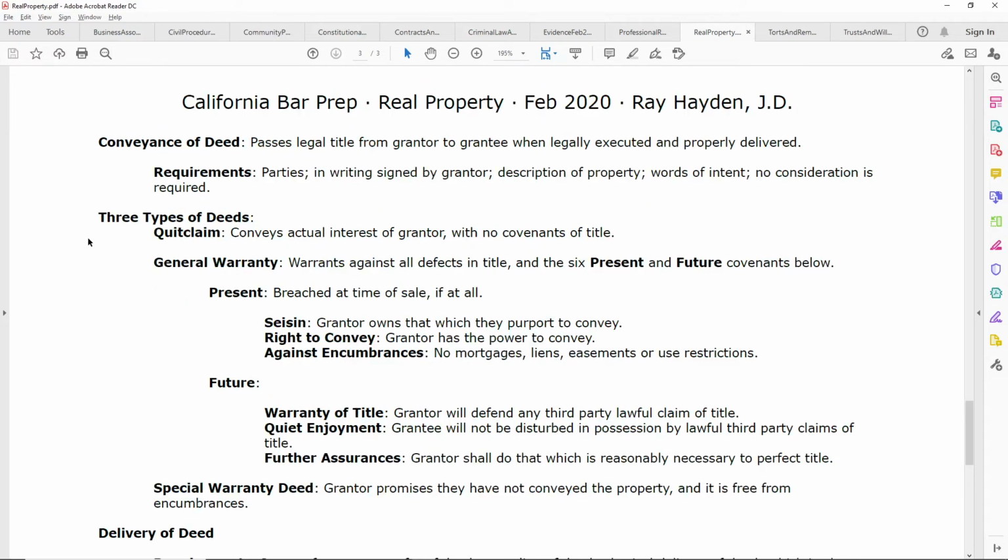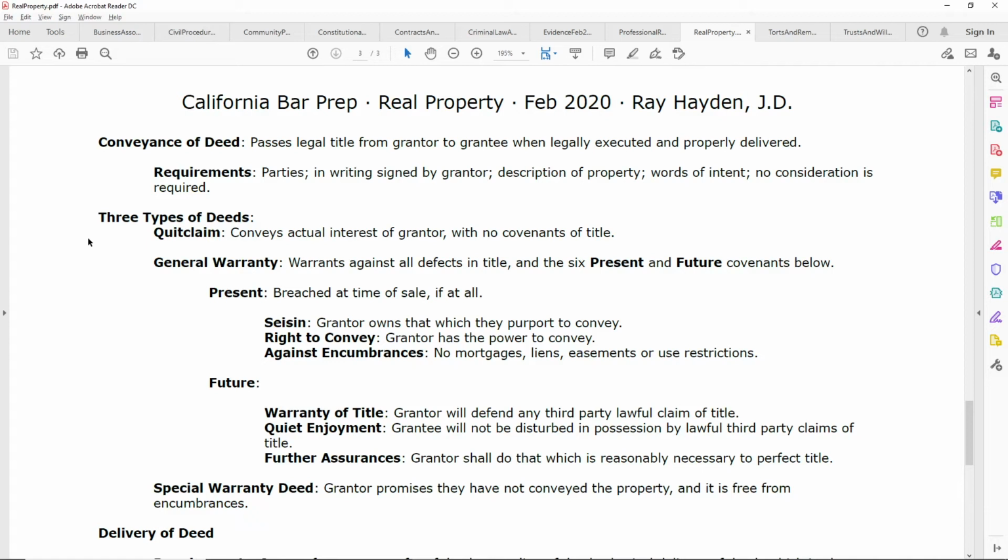Conveyance of deed passes legal title from grantor to grantee when legally executed and properly delivered. Requirements: parties, in writing signed by the grantor, description of the property, words of intent. No consideration is required. Three types of deeds. Quitclaim: conveys the actual interest of the grantor with no covenants of title. General warranty: warrants against all defects in title and the six present and future covenants below.